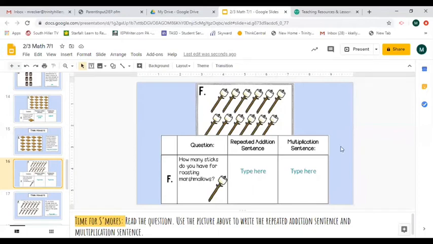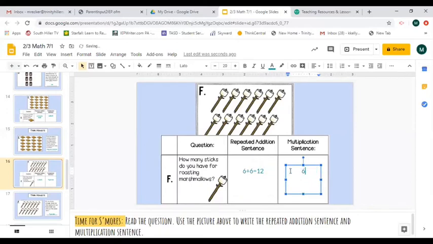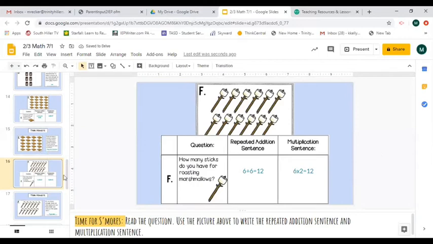All right, so let's count. There's 1, 2, 3, 4, 5, 6 on top, and 1, 2, 3, 4, 5, 6 on the bottom. So I have 6 plus 6 equals 12. And then our multiplication sentence is 6 times 2 because there are only 2 rows with 6, and that equals 12. So it looks like we have enough for everyone.